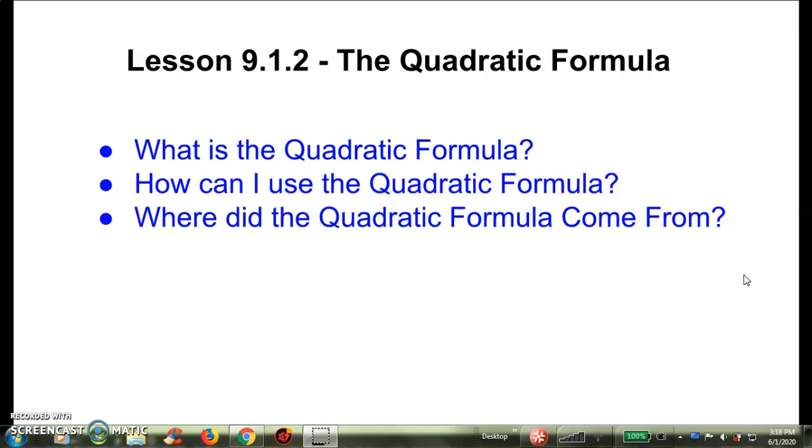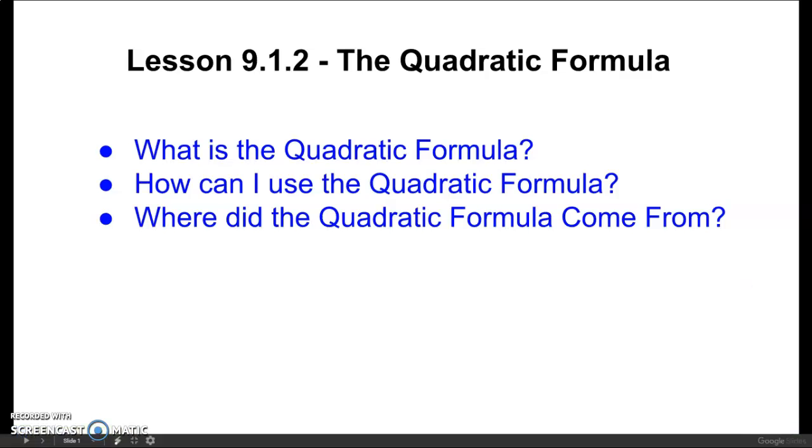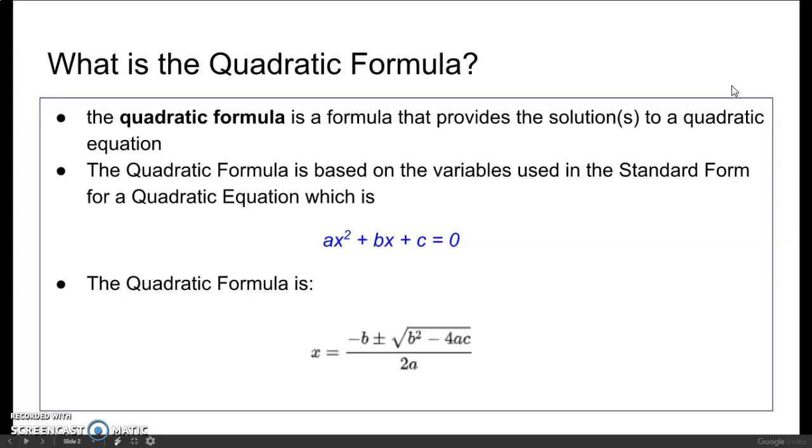1, what is the quadratic formula? 2, how can I use the quadratic formula? And then 3, where did the quadratic formula come from? All right, so first question. What is the quadratic formula? So the quadratic formula is a formula that provides the solutions to a quadratic equation.